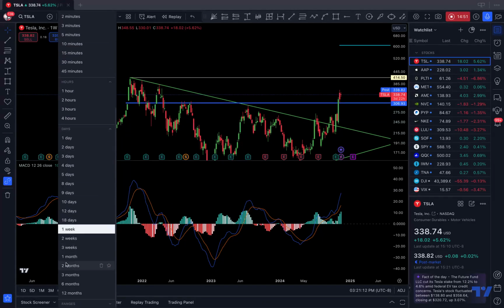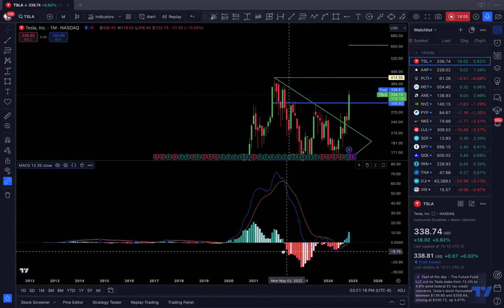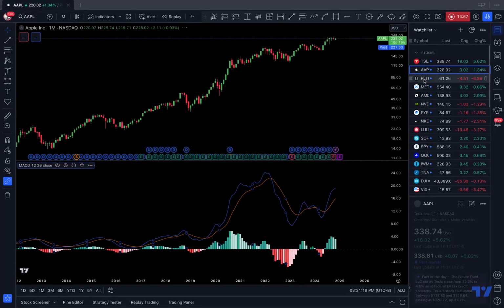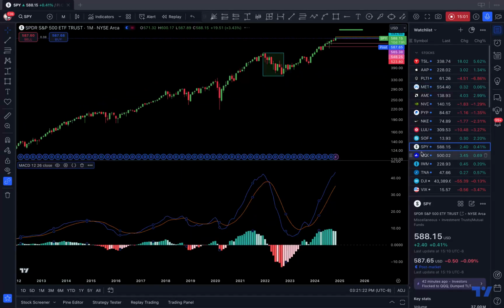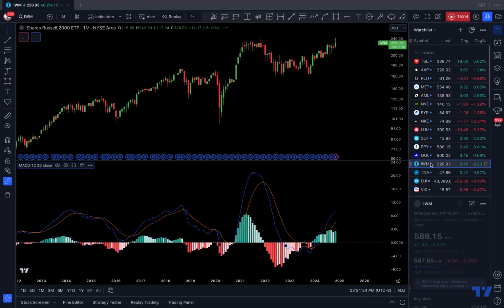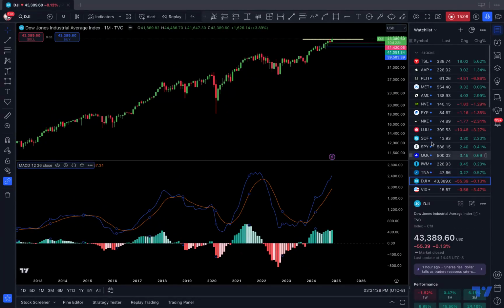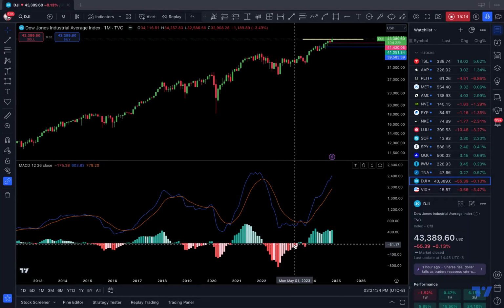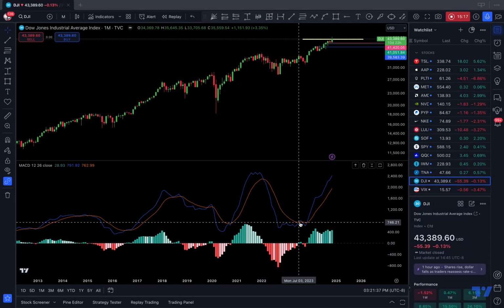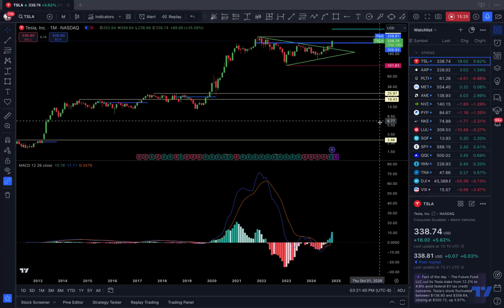Here's the kicker though. Zoom out to a monthly chart. Put it on any of your favorite stocks. Look at Apple, right? Look at Meta, look at SPY, look at IWM, look at TINA, look at Dow Jones. Every time on a monthly chart that you're printing red, that's bearish, obviously. But when you start to flip towards green, that signals a bullish turning point in momentum to the upside.